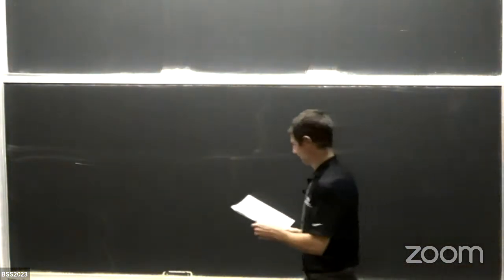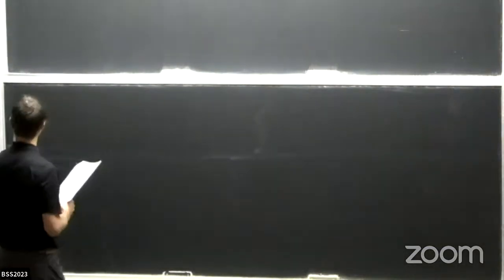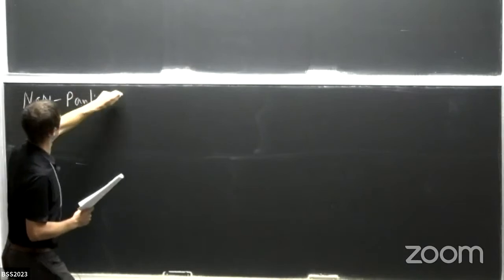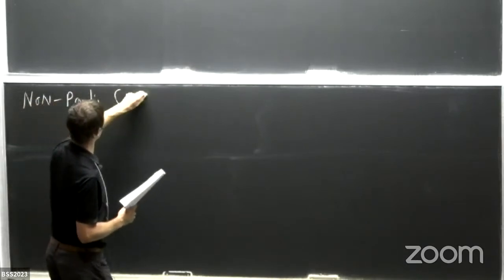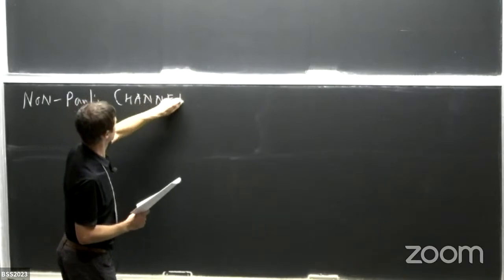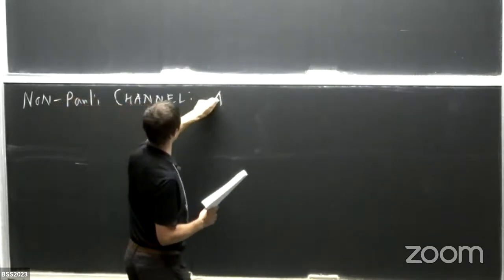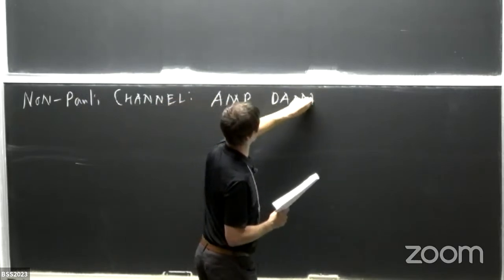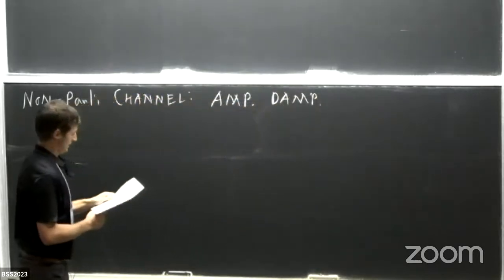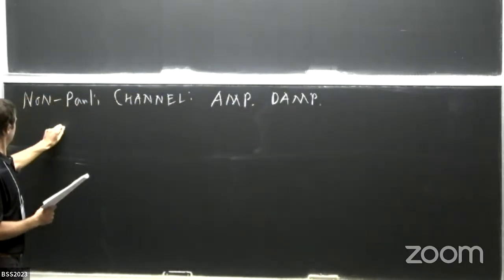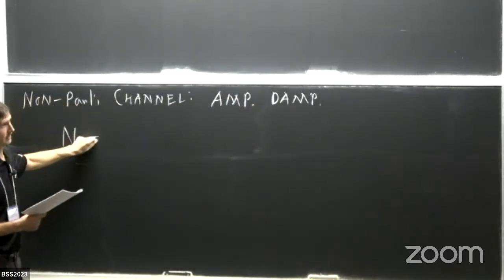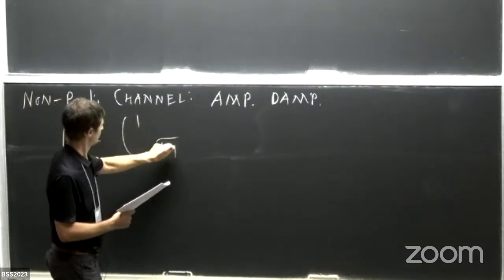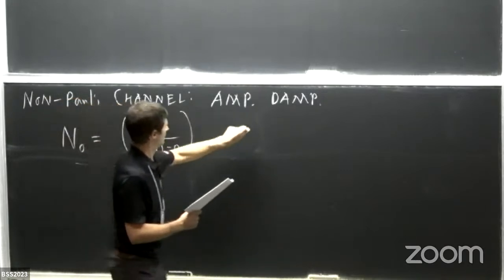Okay, so a simple example of a non-Pauli channel is precisely the restricted version of the channel that Liang introduced, amplitude damping. And one of the highlighting features of this, I'm going to write 2 Kraus operators for the noise. One is this, and the other one is this.